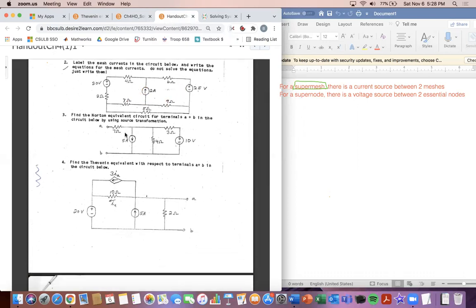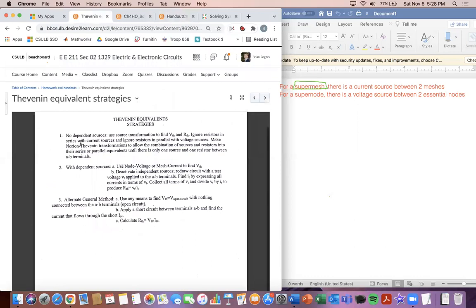And so for this one here, number 3, it says find the Norton equivalent circuit. So when I see Norton equivalent, at first I think like Thevenin and then just convert to Norton, knowing our conversion equations. And so when I see this, the first thing I do is check whether we have dependent sources. We have no dependent sources, so this is your go-to. You're going to use source transformation to find V Thevenin and R Thevenin. And what you do is you ignore the resistors in series with current sources and resistors in parallel with voltage sources. And so you make the combinations until there's only one source and one resistor. And so that might be a lot of wording.